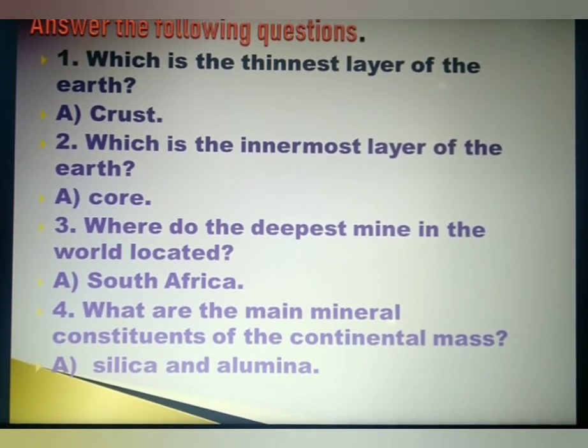First question, which is the thinnest layer of the Earth? Answer, crust. Which is the innermost layer of the Earth? Answer, core. Third question, where is the deepest mine in the world located? Answer, South Africa. Fourth, what are the main mineral constituents of the continental crust? Answer, silica and alumina.